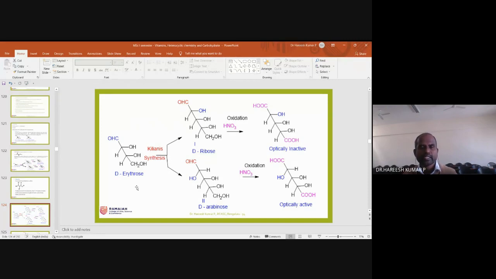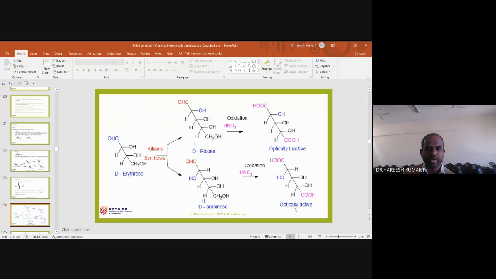D-erythrose, when subjected to Kiliani-Fischer synthesis, gives D-ribose and D-arabinose. The obtained D-ribose and D-arabinose, subjected to oxidation, give rise to diacids. One is optically inactive, another one is optically active. So with this, I will go to the next slide.